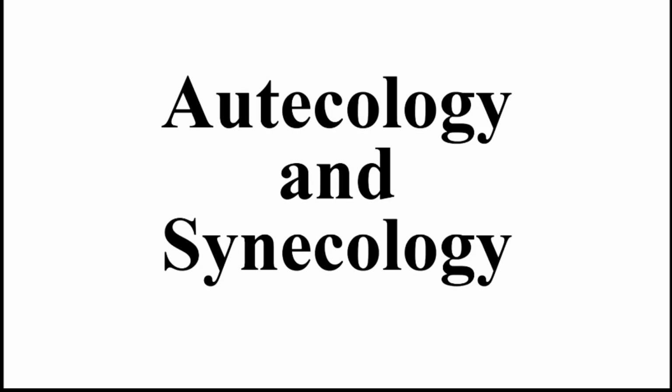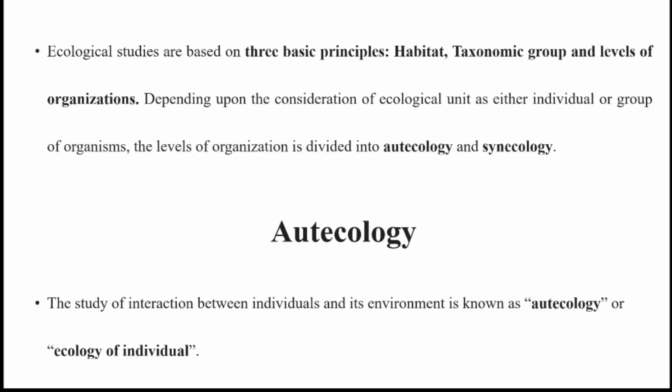Then what is Autecology and what is Synecology? Their ecological studies are based on three principles: one is habitat, one is taxonomic group, and the level of organization. And depending upon the consideration of the ecological unit as either an individual or a group of organisms, the study may be Autecology or Synecology. First of all, the principles: habitat, taxonomic group and level of organization.